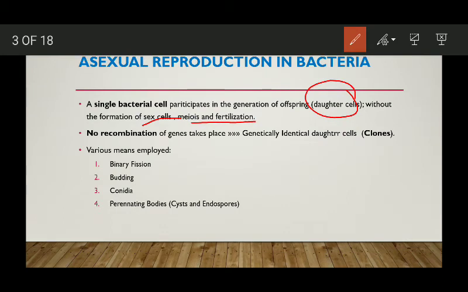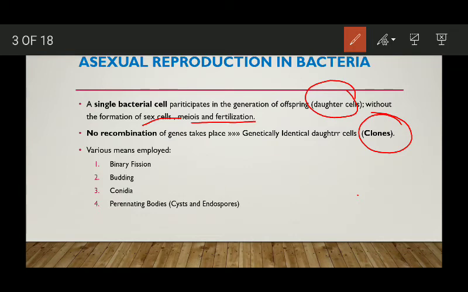In asexual reproduction, a single bacterial cell participates in the formation of new offspring, and this happens without the formation of gametes, without meiosis and without fertilization. No recombination of genes takes place in asexual reproduction, and the daughter cells which are produced are genetically identical. When recombination has not taken place, the daughter cells formed will be identical to each other as well as identical to the parent cell from which they were formed. And these identical daughter cells are known as clones.